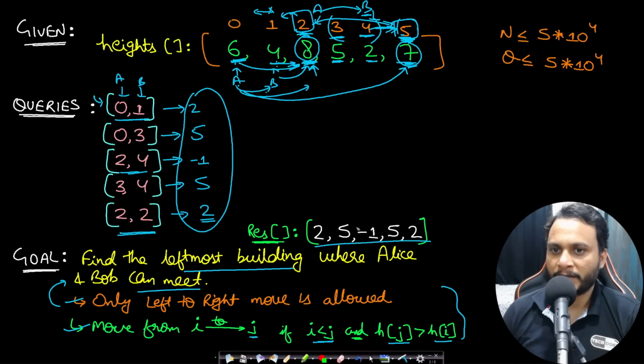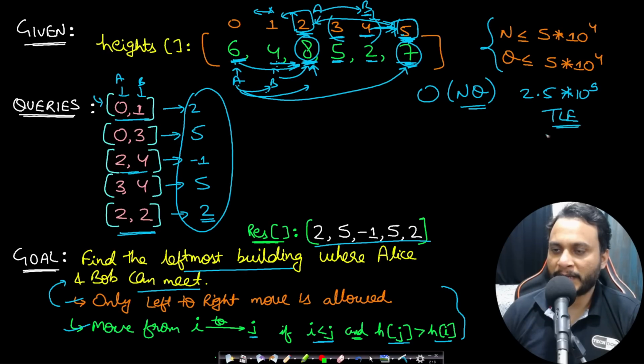So if we do each of the queries in linear time, then you know that the time complexity will be N*Q, which will take 2.5 times 10 to the power 9 operations according to the constraints given, and therefore this will definitely give you a time limit exceeded, right? So we want to solve each of the queries in at least logarithmic time or O(1) if possible. I mean, we have to do something better than linear time.